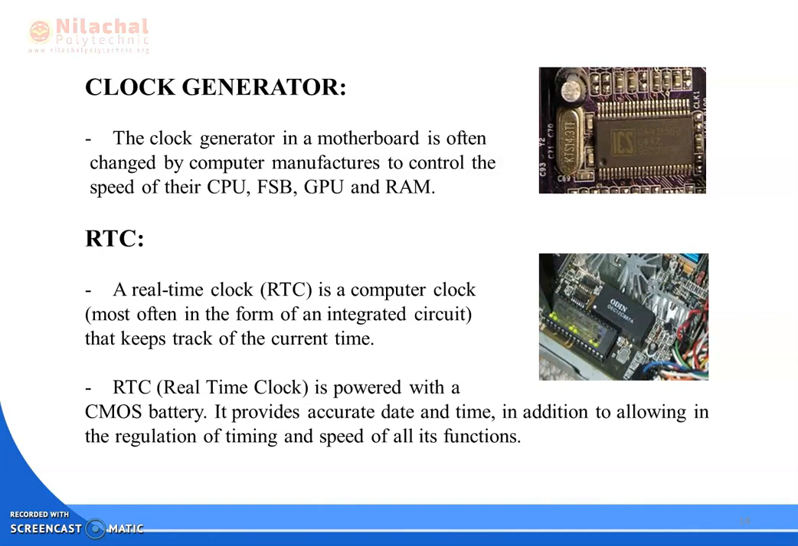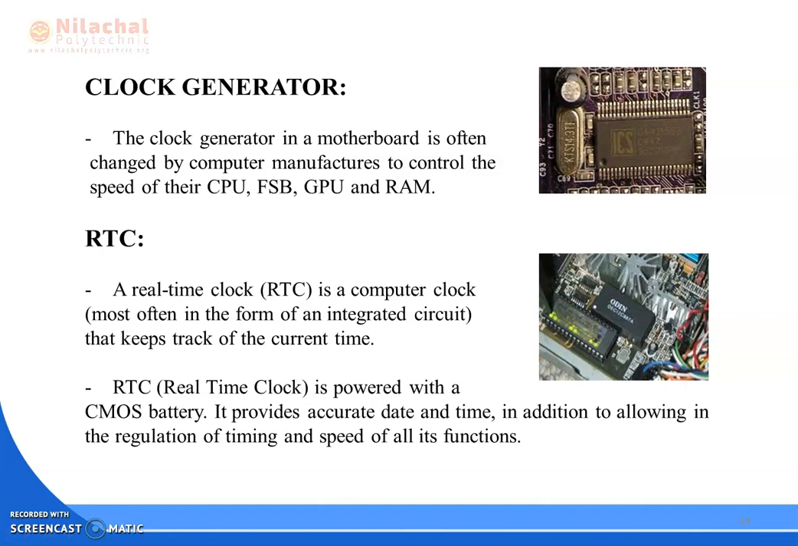Next we will come to the RTC. We have already discussed the RTC in the ROM chip. It is the real-time clock. It is the computer clock that keeps track of the current time. It is often found in an integrated circuit. Here we can see the RTC placed on the motherboard, and it is powered by the CMOS battery.